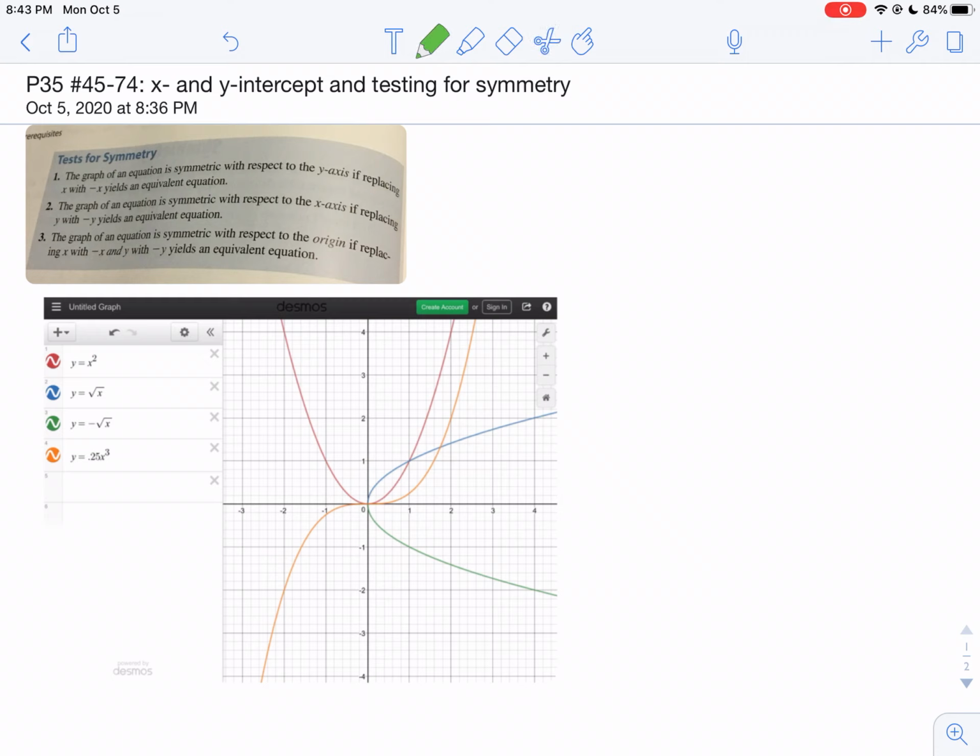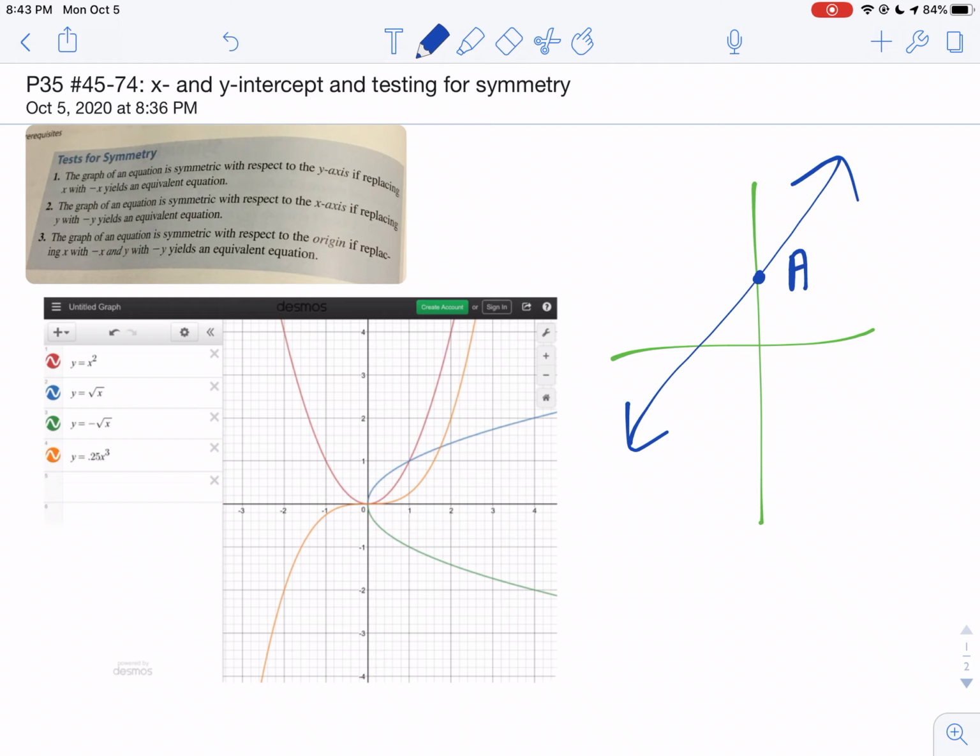If I give you a graph, like the blue line here, hopefully by now everybody knows that this point A is the y-intercept. And this point B is the x-intercept. These are two very special points that will allow you to graph the line of a linear function very easily, because for the y-intercept, it is the point where x is equal to 0, and you just have to solve for y.